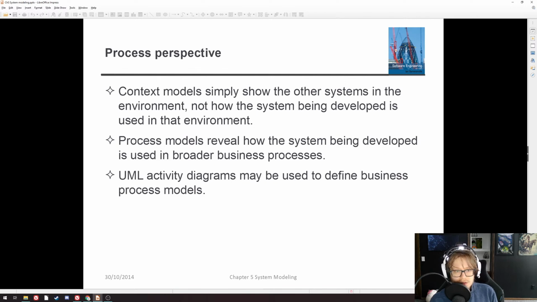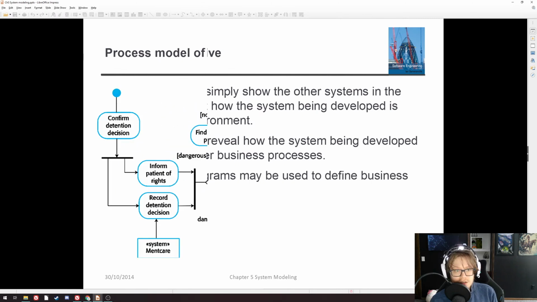The more complicated one is the process perspective, the process model. Context models just show the other systems in the environment, not how the system is being developed or used in that environment. The process model shows us how the system is being used in the broader business sense, social sense, global sense, whatever.